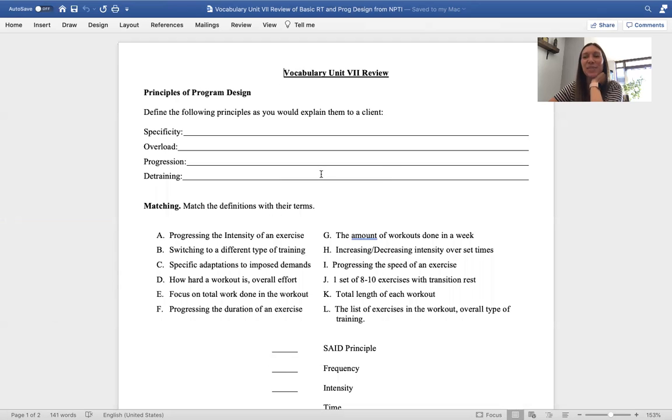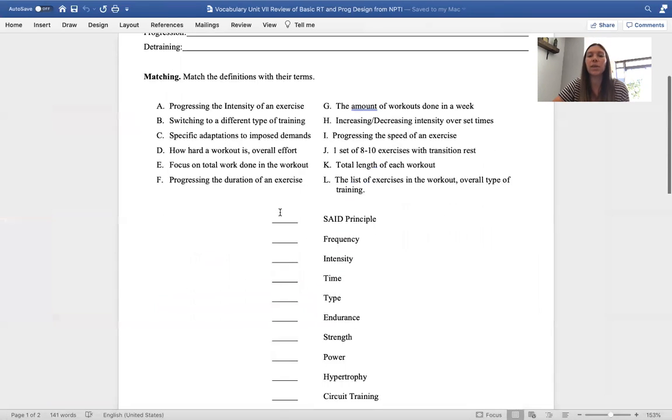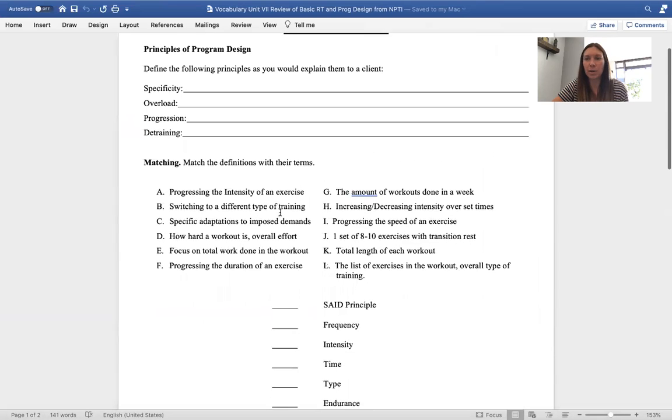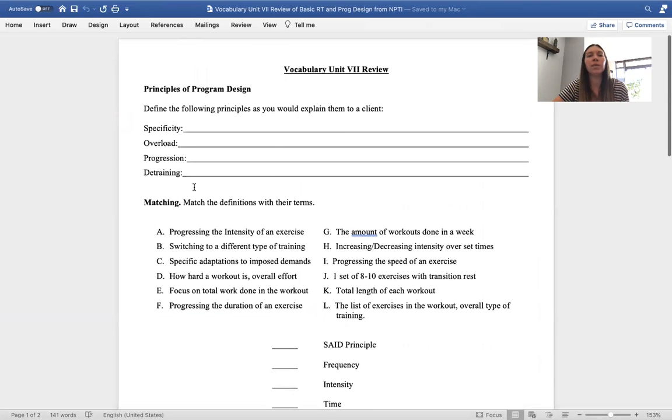Okay, this is a vocabulary self-quiz you guys are going to do. It's kind of just like your study guides, so you can just fill it out directly on this Word document. If we see up here, these are all the program design principles that we talked about: specificity, overload, progression, detraining. You can find all of those answers in your PowerPoint that we just went over.